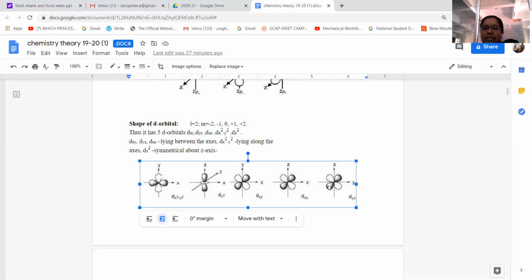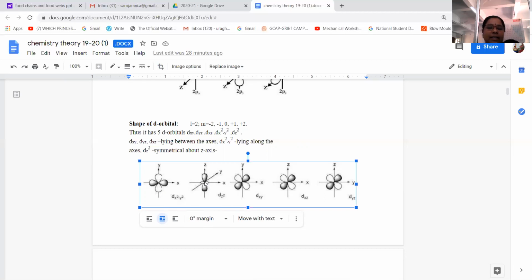dyz, because see whatever the marked one, the filled orbitals, they lie along the YZ axis. The second, they lie along the XZ axis. Next, XY. So all these three consist of equal energy: dxy, dyz, and dzx. They consist of equal energy. Here dx square minus y square and dz square.